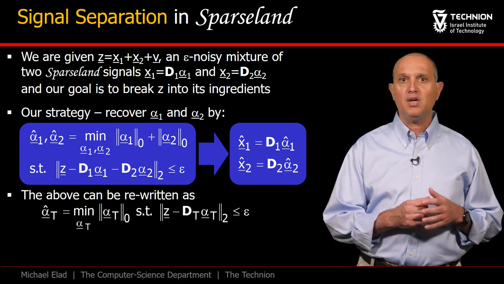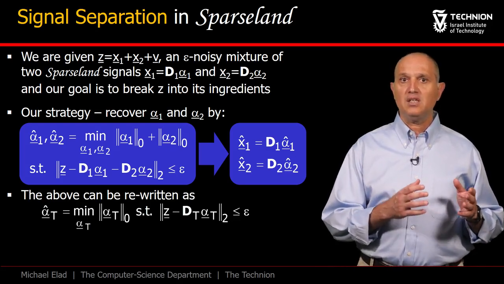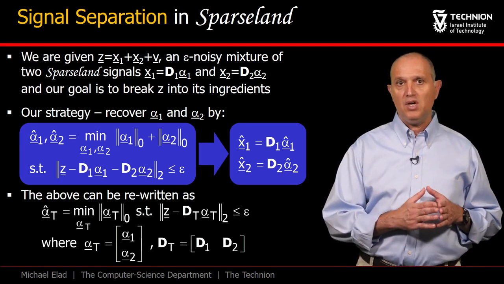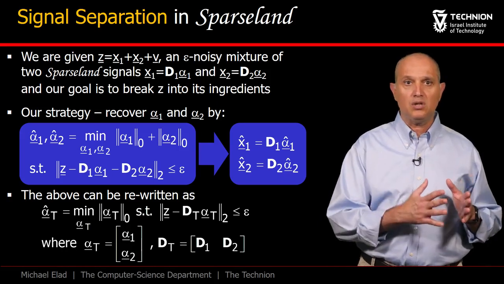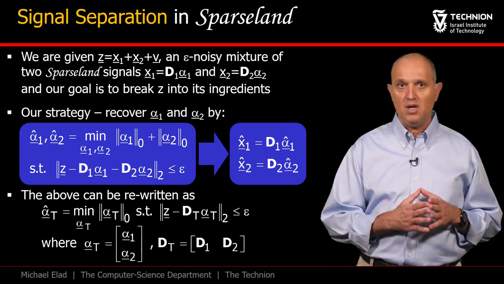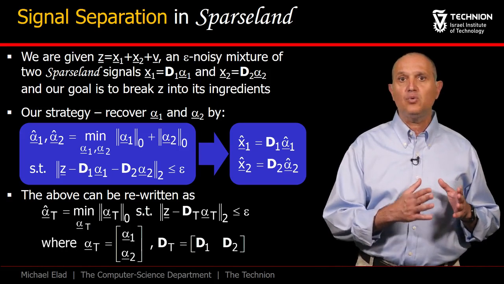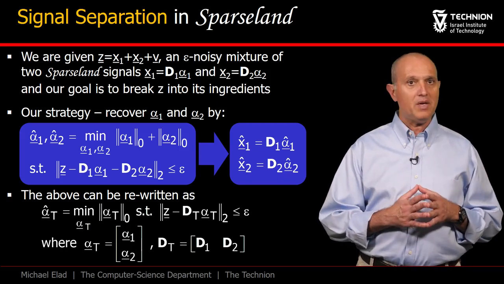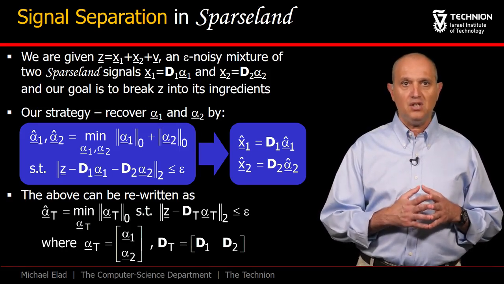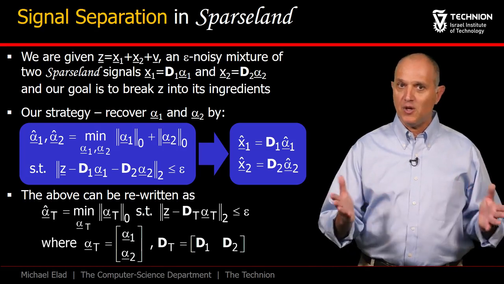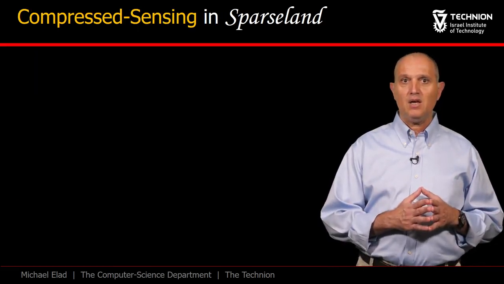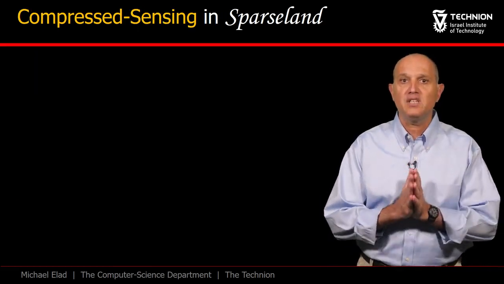This whole task can be rephrased to look like a classic P0 epsilon problem in which DT is a horizontal concatenation of the two dictionaries and alpha T combines the two alphas vertically. So again, we find ourselves in need to approximate the solution of P0 epsilon. Let's present the concept of compressed sensing.